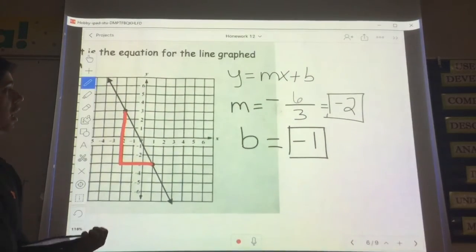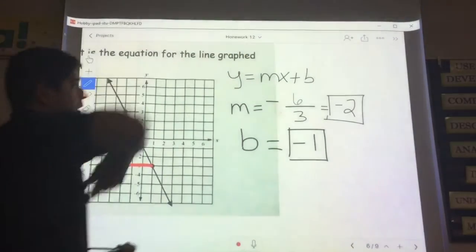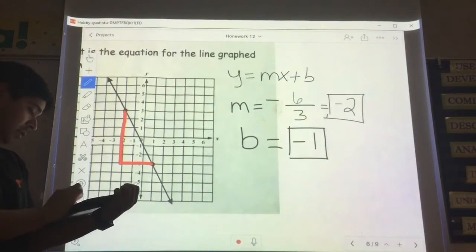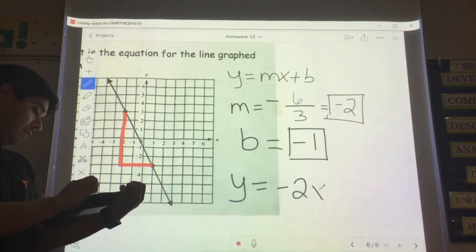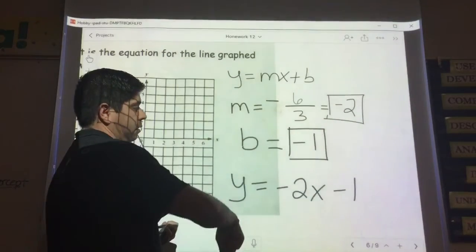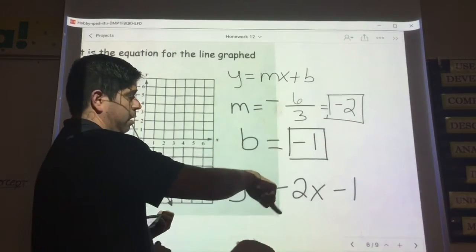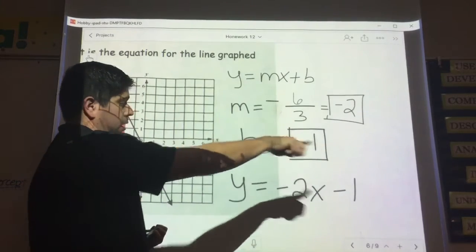Okay, once I have that, I can just write my equation. I just plug in my numbers for my variables. I leave the x though. So y equals negative 2x minus 1. You can put plus a negative 1, but you don't have to. You can just take out the plus and make it a minus because it's a negative.